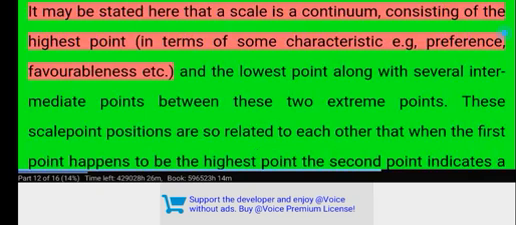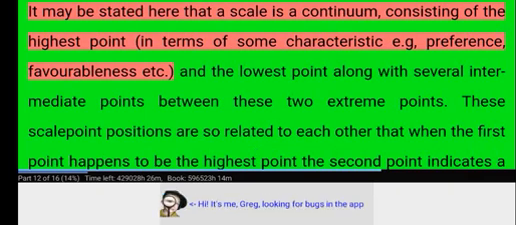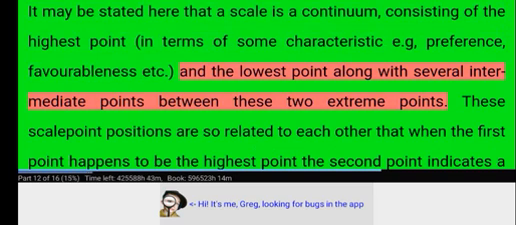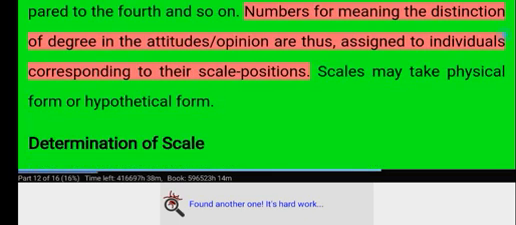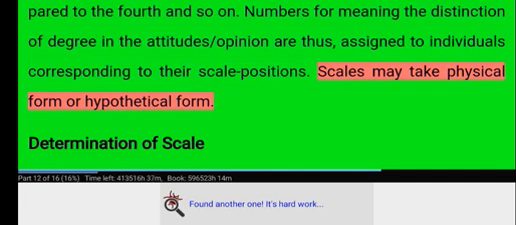Scale. It may be stated here that a scale is a continuum, consisting of the highest point in terms of some characteristic, e.g., preference, favorableness, etc., and the lowest point along with several intermediate points between these two extreme points. These scale point positions are so related to each other that when the first point happens to be the highest point, the second point indicates a higher degree in terms of a given characteristic as compared to the third point, and the third point indicates a higher degree as compared to the fourth, and so on. Numbers for measuring the distinction of degree in the attitudes and opinions are thus assigned to individuals corresponding to their scale positions. Scales may take physical form or hypothetical form.